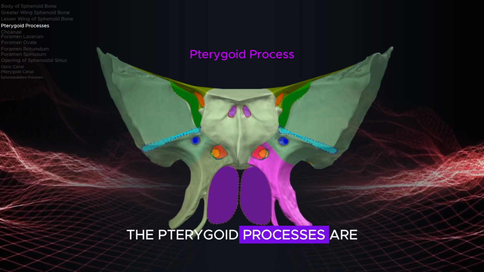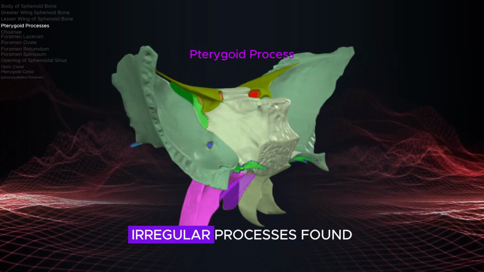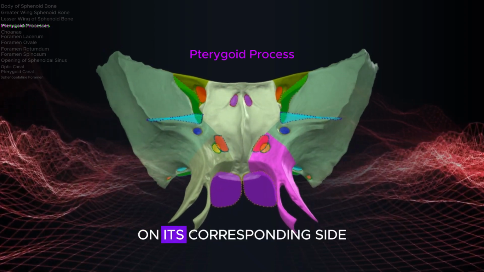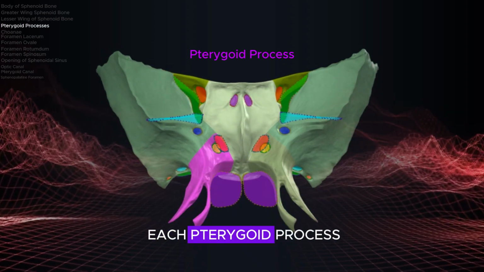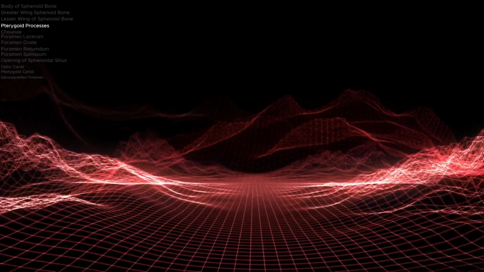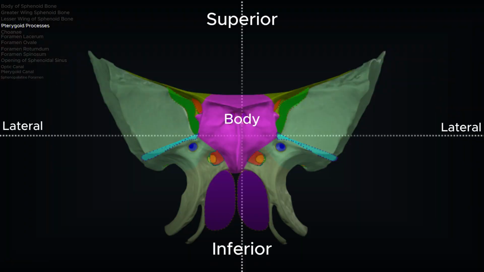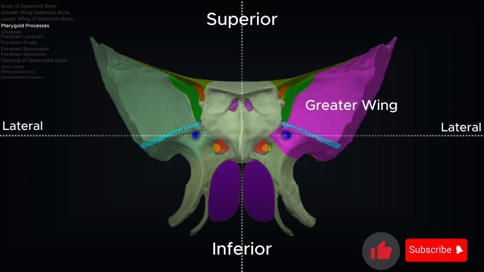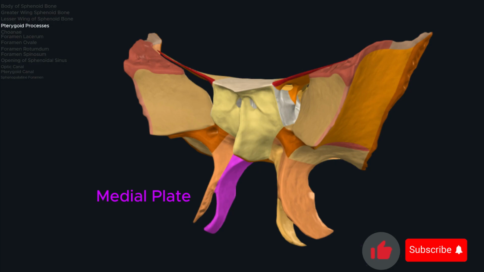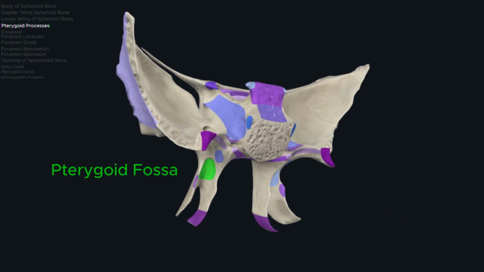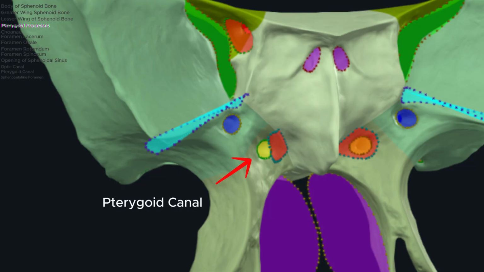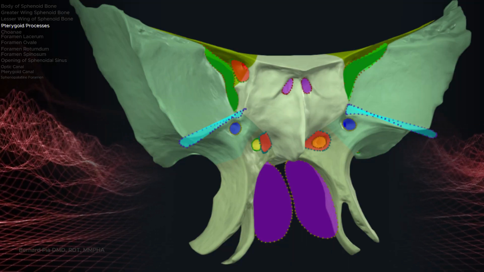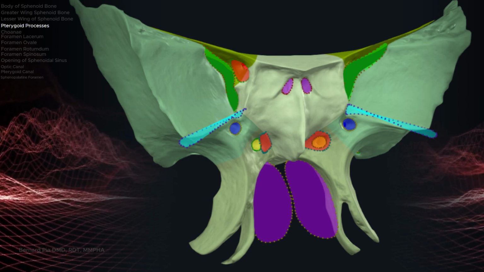The pterygoid processes are the two vertical, curved, irregular processes found along the infralateral aspects of the sphenoid bone. On its corresponding side, each pterygoid process is continuous supromedially with the body of sphenoid bone and continuous supralaterally with a greater wing of sphenoid bone. Consists of a medial plate, lateral plate, and pterygoid fossa. Contributes to the formation of a pterygoid canal, infratemporal fossa, and the lateral wall and choana of a nasal cavity.